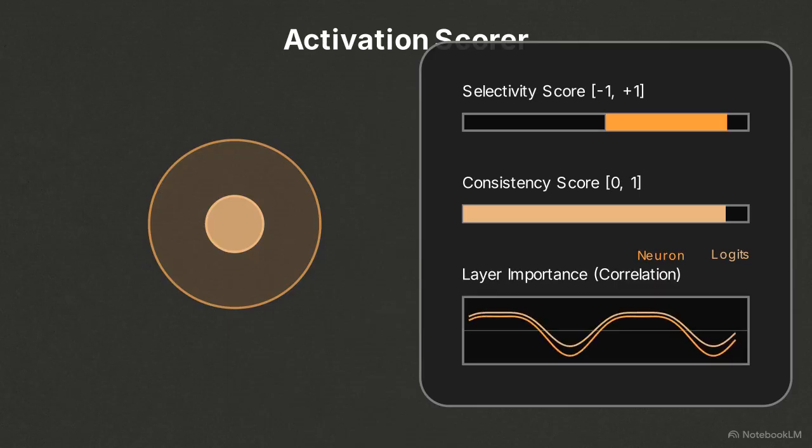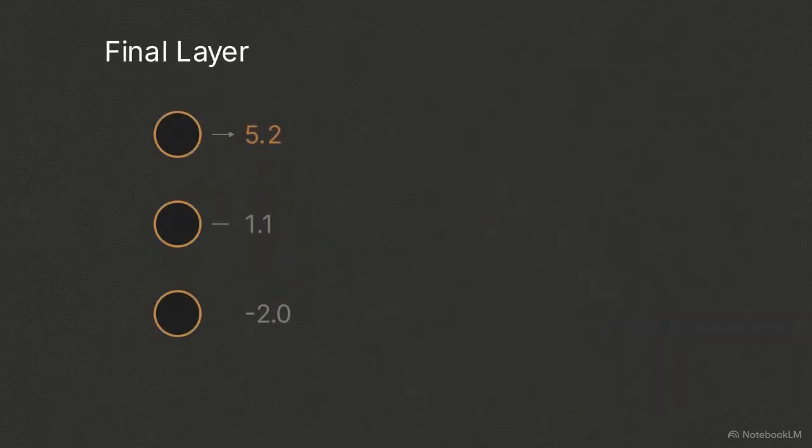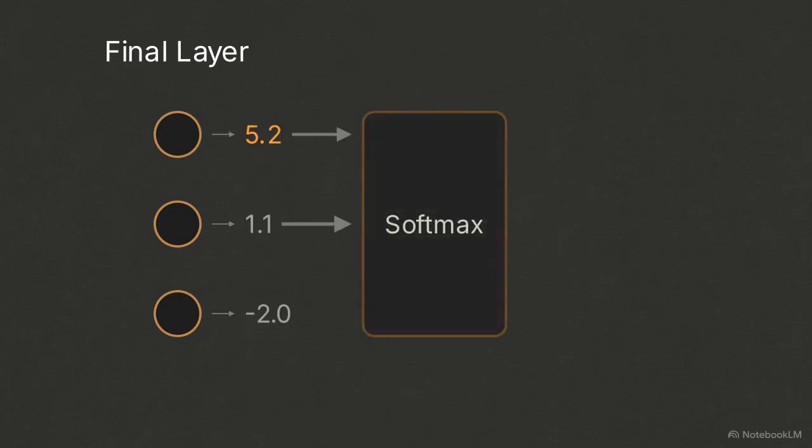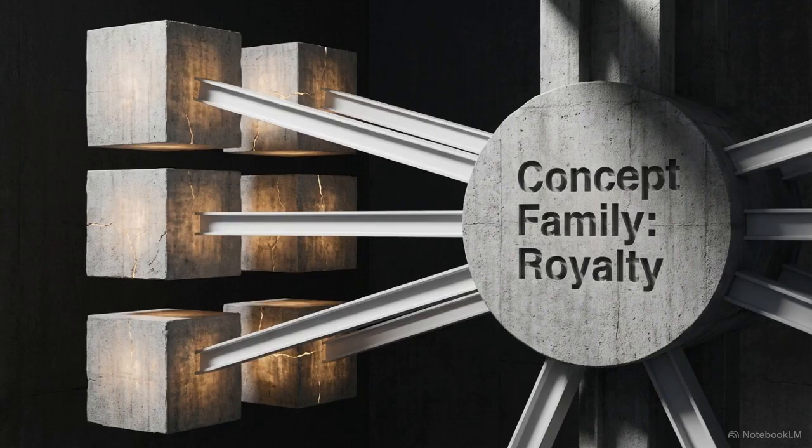The final metric is the layer importance score. This represents the correlation between the neuron's activations and the model's final output logits. Logits are the raw numerical scores generated by the model's final layer before they are normalized into probabilities. These 3 metrics allow the concept labeler to group individual neurons into related concept families automatically.